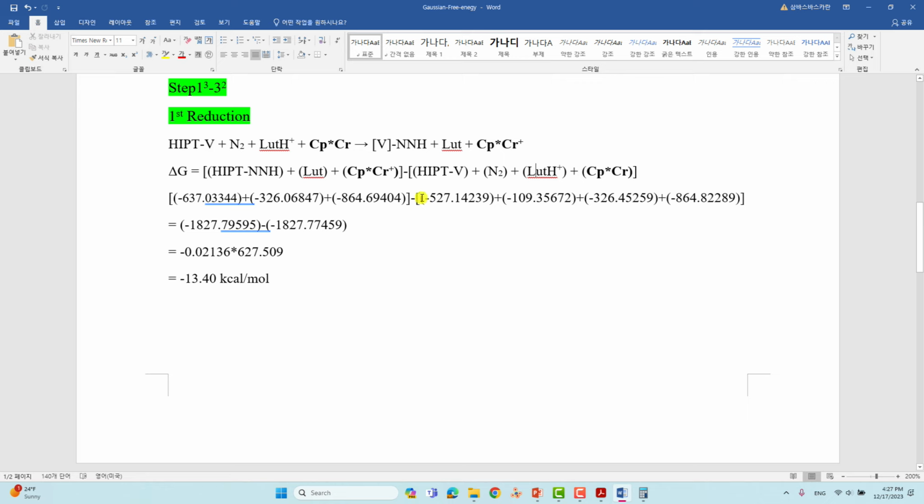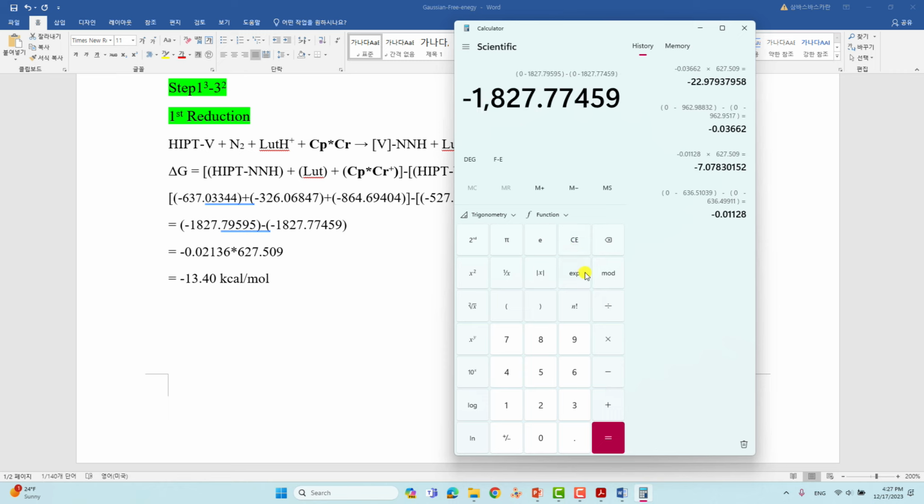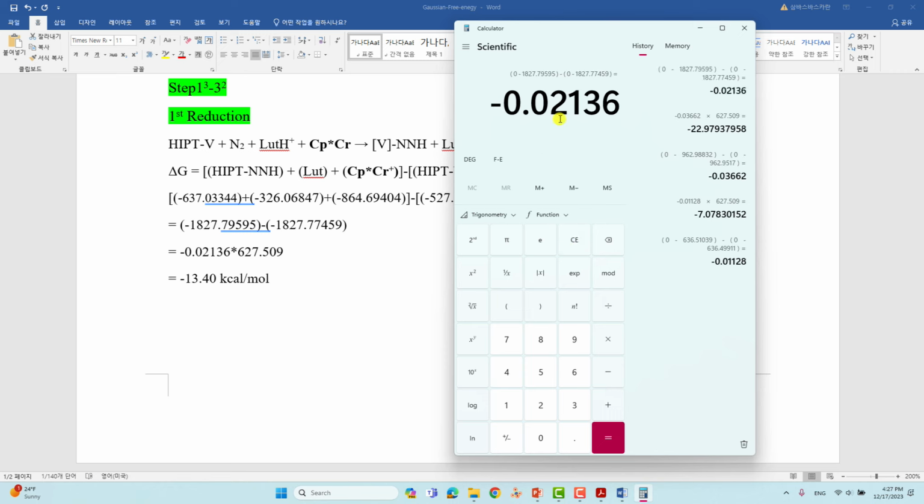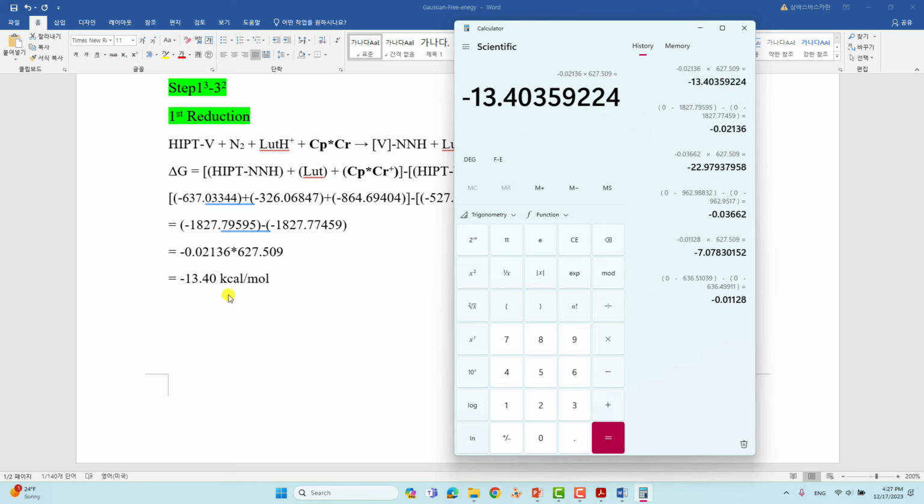Just add this total energy and put it here, and also add these 3 energies and put them here. Just subtract with your calculator. So you will get 0.0216. So this is the one. Then multiply with that conversion factor 627.509. So you will get 13.40.